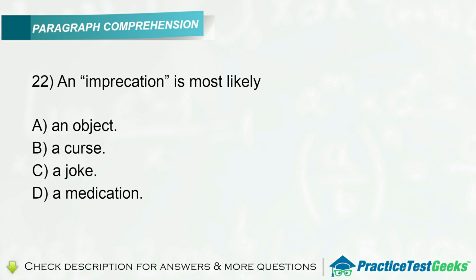Question 22. An imprecation is most likely A. An object. B. A curse. C. A joke. D. A medication.